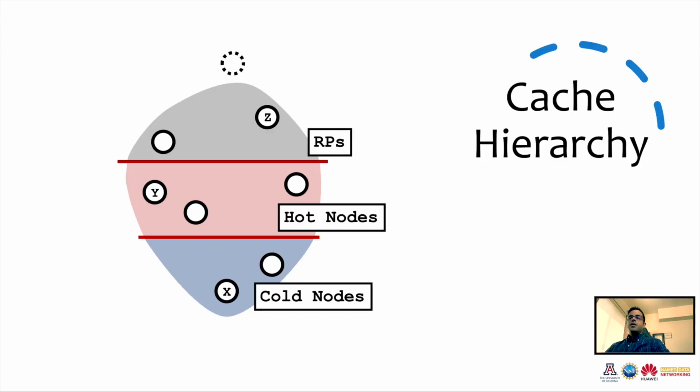This figure shows what this cache hierarchy looks like. A very important point is that the cache hierarchy is defined only for one namespace or content. So for the rest of the presentation, whenever I mention cache hierarchy, remember that it belongs only to one namespace. For example, here, this cache hierarchy is formed for namespace ABC, and this node is a producer of this namespace.